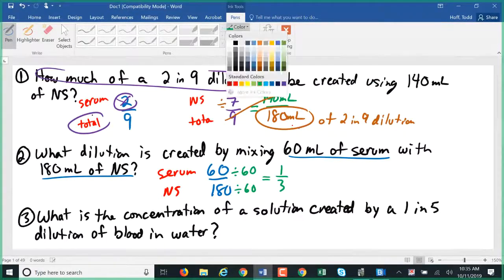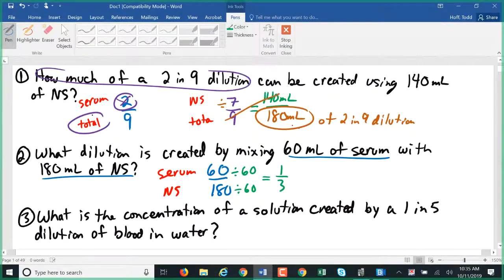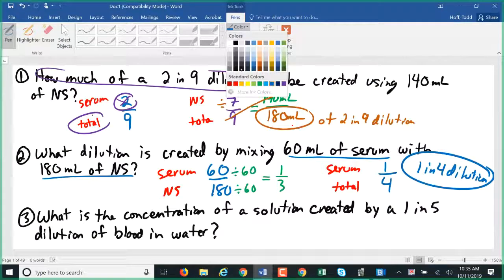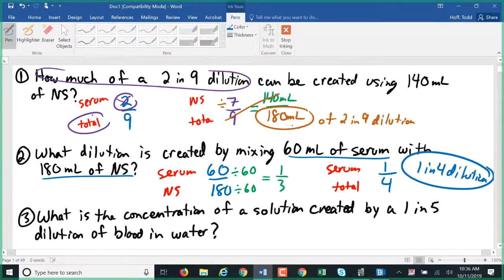So we have a 1 to 3 ratio, but again, that's not the dilution. The dilution is serum to total. So we have 1 part serum. If we have 3 parts NS, how many total parts do we have? 4. 1 plus 3 makes 4 total parts. So that is a 1 in 4 dilution. Any questions there?